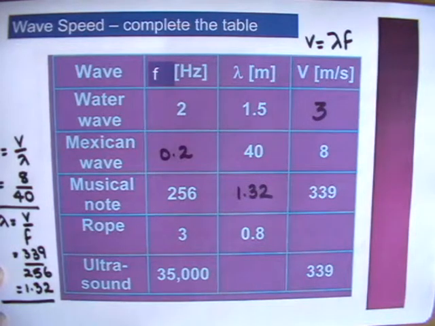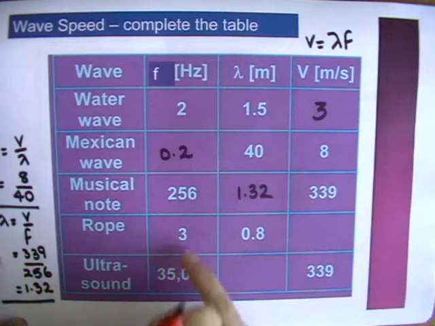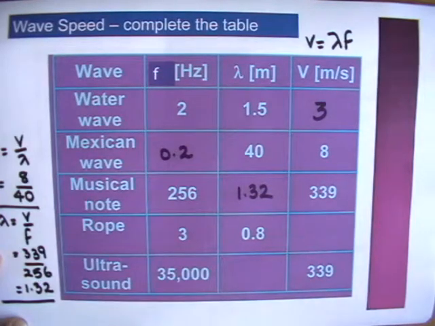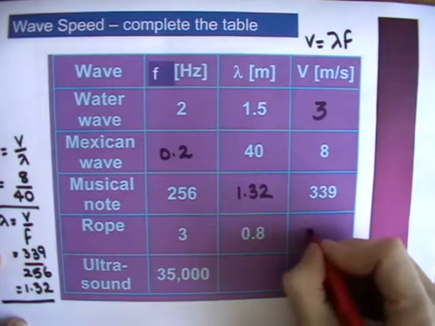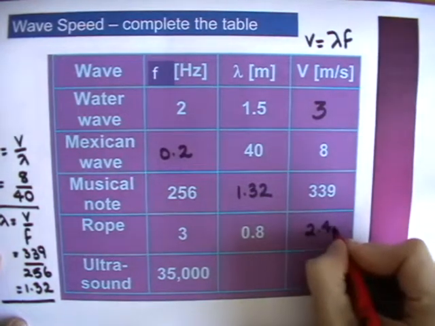The next one is a rope. And again, we're just finding V equals lambda f. So it's 3 multiplied by 0.8, and that gives you 2.4 meters per second.